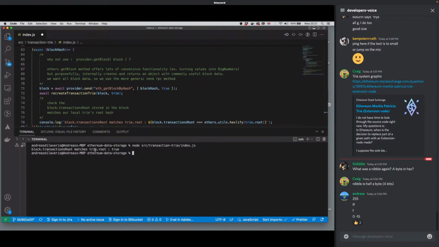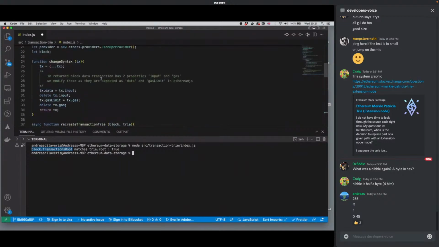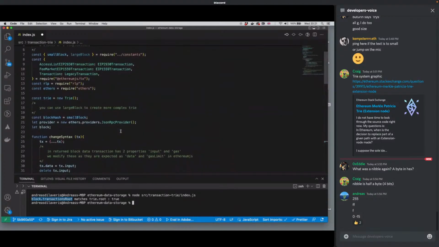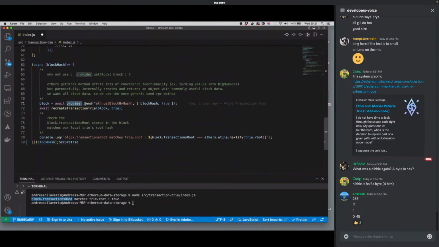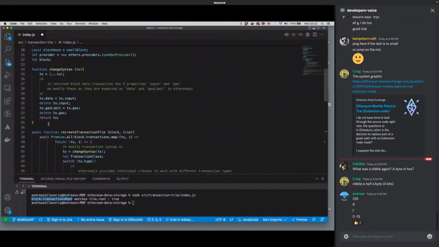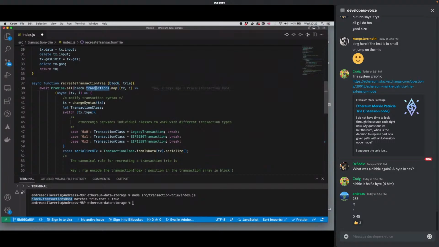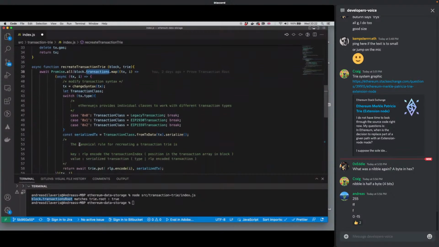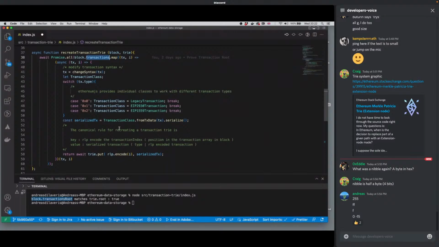Okay, all it's printing out is letting us know the transaction root in the block. What we are doing is using the provider from ethers. Instead of using getBlock, because that's a helper function that doesn't provide you with all the information, we're using the send method and doing the RPC request directly. We're retrieving the block information, then going into the transactions array and mapping over everything. We are reconstructing the trie and proving that the root of our local trie matches the transaction root which is embedded in the blockchain.